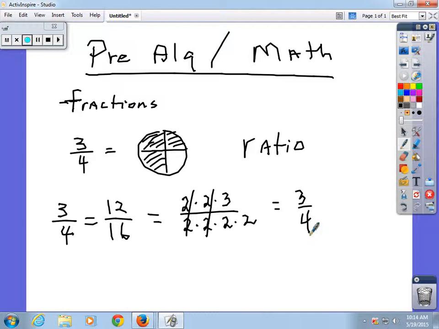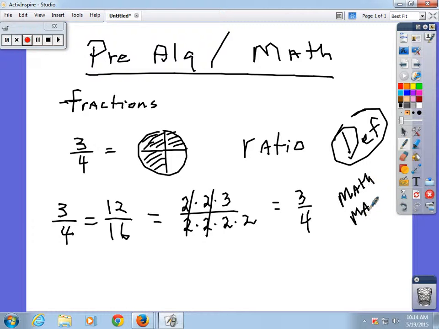Okay, so you were taught the definition of a fraction. You were taught how to mathematically manipulate and reduce. You were taught how to do that. Mathematically manipulate means you know how to reduce it, you know how to make it into a bigger fraction, or you know how to cancel.